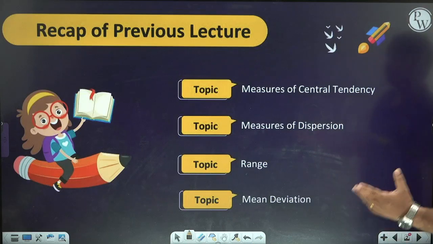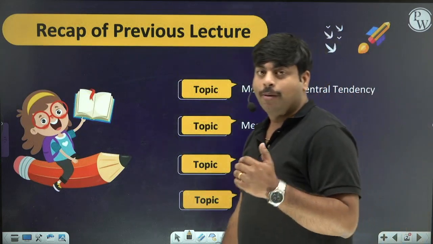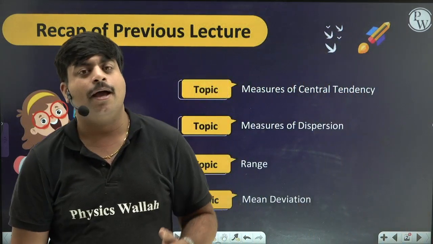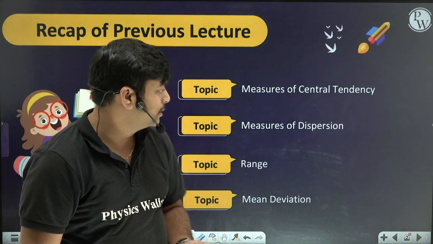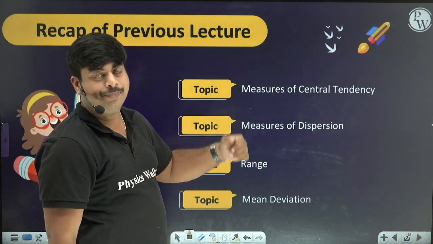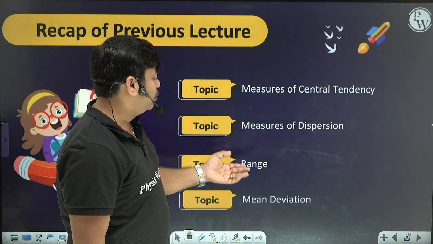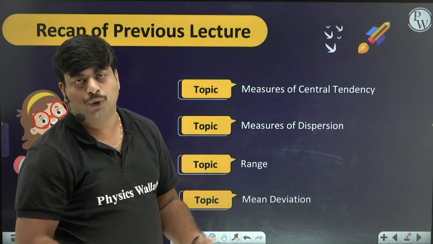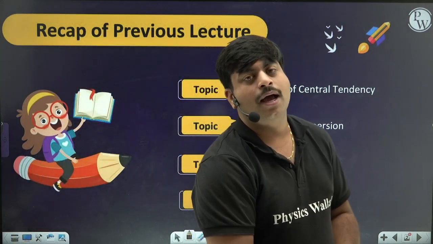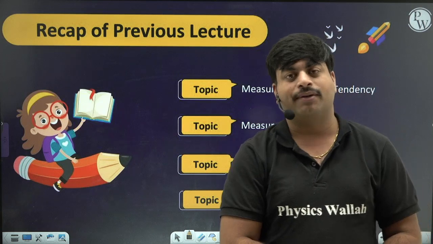In the last class, people, we discussed measures of central tendency, that is mean and median, and then we went on to measures of dispersion, right? So we discussed range and then mean deviation, and I told you in the last class that we will be discussing standard deviation today, right?